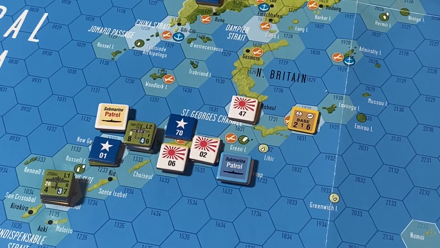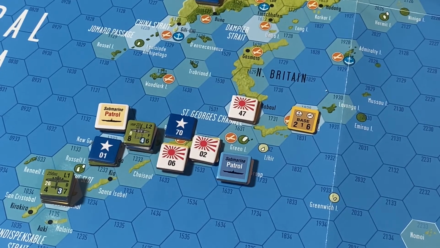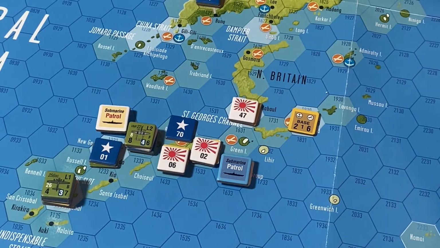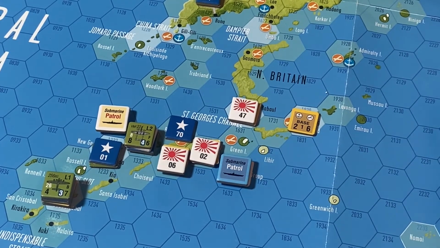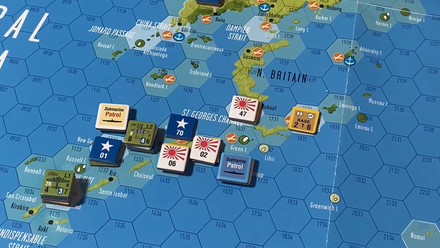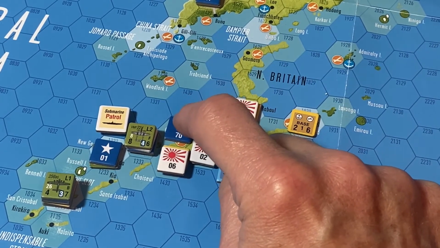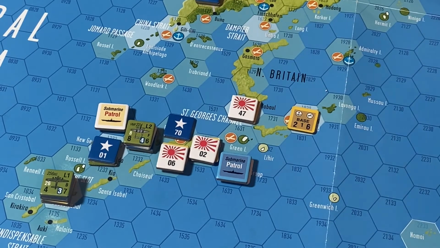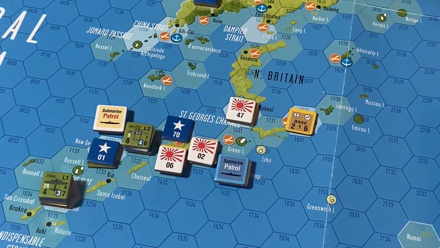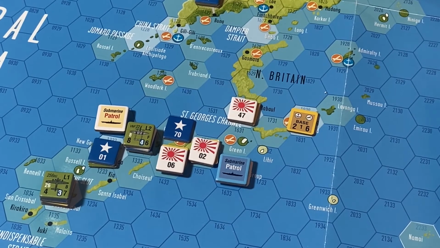So this is the status at the end of September and beginning of October. I think this will probably be the last month that I do, because I don't think the Japanese have a lot of options. They actually need to get this hex contested. That's possible, but we'll see how many points they can muster.